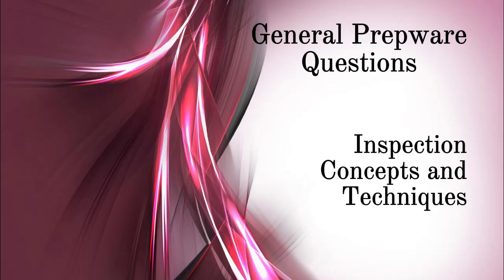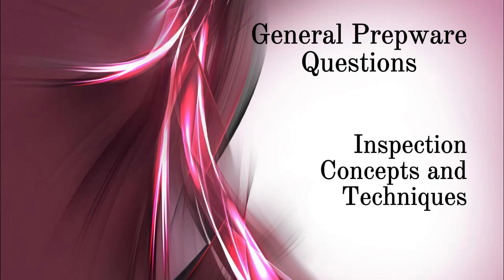Which of the following may a certificated airframe and power plant mechanic perform on aircraft and approve for return to service? Number 1, a 100-hour inspection. Number 2, an annual inspection under specified circumstances. Number 3, a progressive inspection under specified circumstances. Answer 1 and 3. 1, a 100-hour inspection. 3, a progressive inspection under specified circumstances.